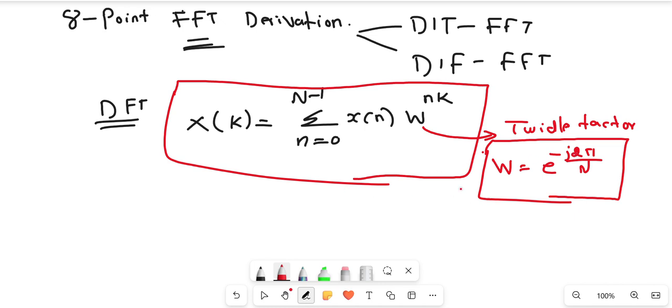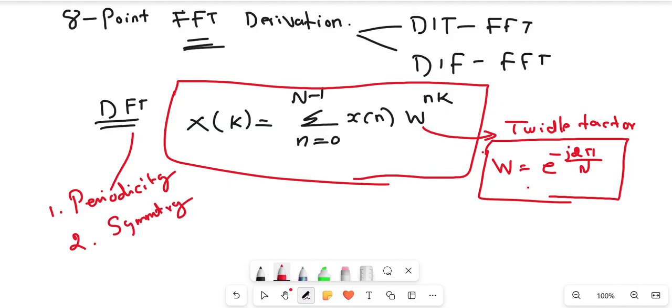because of the symmetry property, out of the many important properties of DFT, the periodicity property and the symmetry property are used in the FFT. This twiddle factor possesses a circular symmetry. So the periodicity property and the symmetry property reduce most of the number of computations required for calculating the DFT sampled values.